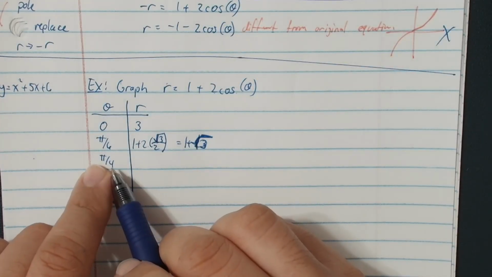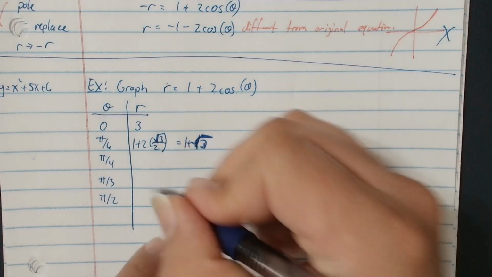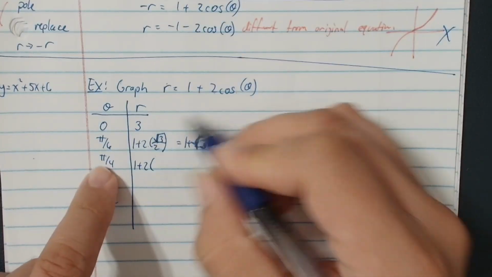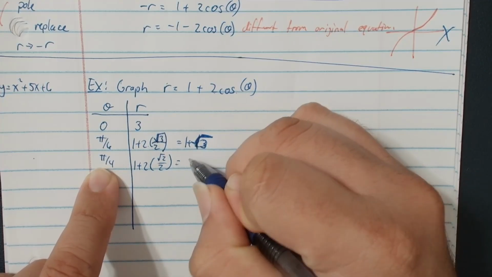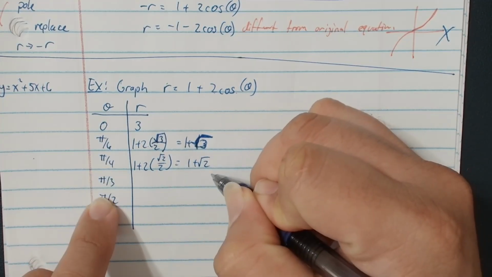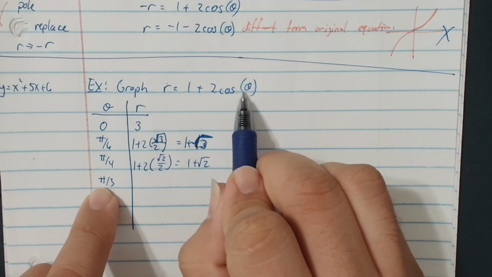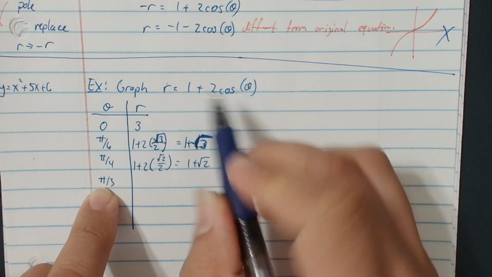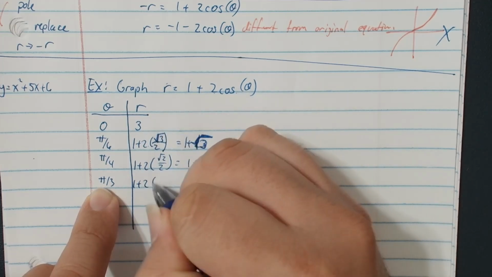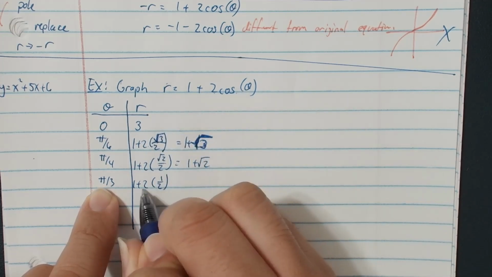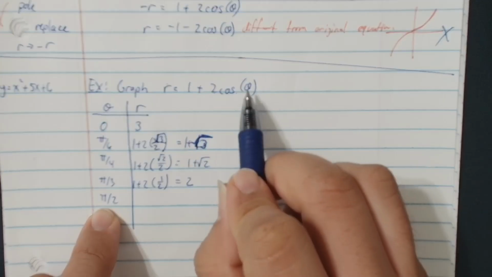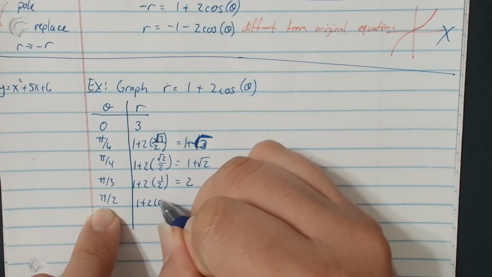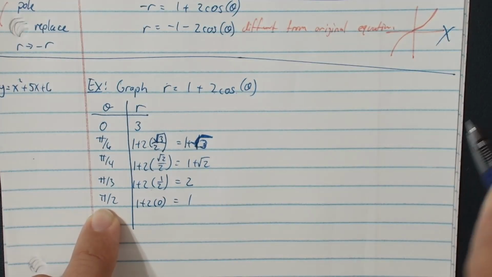Let's see, pi over 4. That's going to be 1 plus 2 times the cosine of pi over 4. That's root 2 over 2. The 2's cancel out, and I get 1 plus root 2. Cosine of pi thirds, that's a half. So half of 2 is 1, plus 1 is 2. And then cosine of pi over 2, that's 0. So 1 plus 0 is just going to be 1.